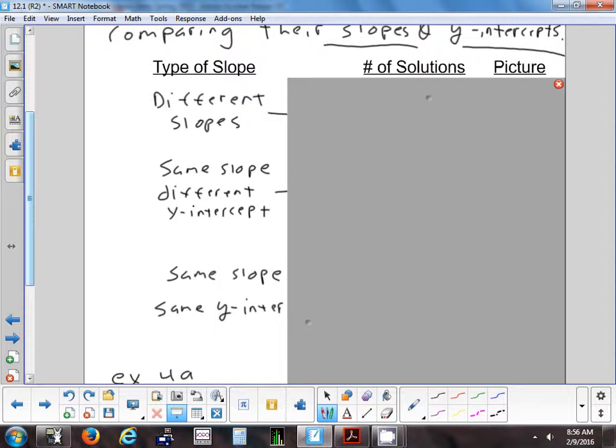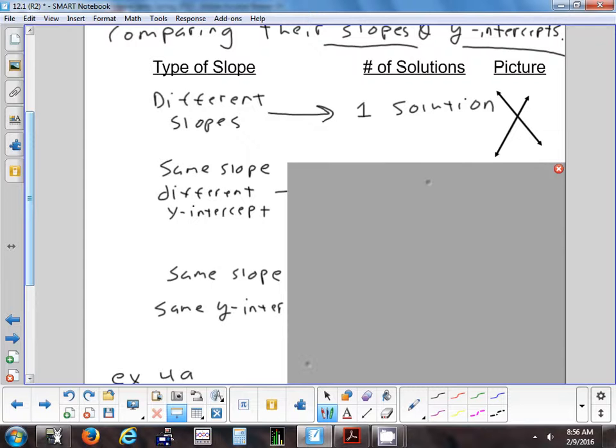Okay, so here's your cases. Different slopes. Okay? Think about if I drew one line and another line, and they had different slopes. How many places would they cross? 2 lines that have different slopes. Kayla? Yeah, they would only cross once. Okay? So they'd make kind of like an X shape. Okay? 2 lines with different slopes will always cross in one spot.